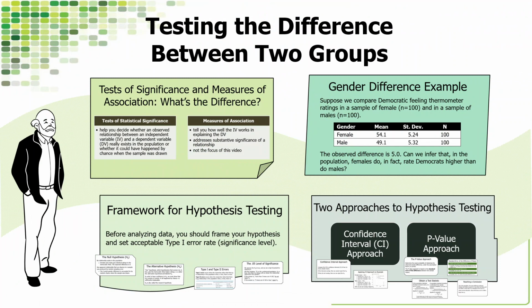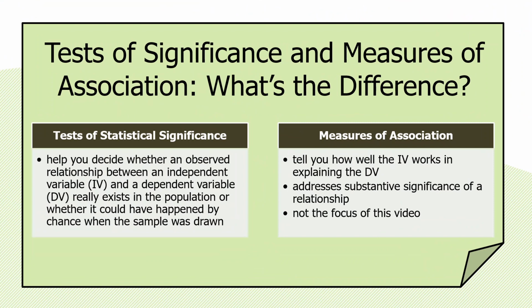What's the difference between a test of significance and a measure of association? Well, a test of statistical significance, which in my opinion is probably the more important of these two elements, helps you decide whether an observed relationship between an independent and dependent variable, that is the relationship you're observing in a sample, really exists in the population, or whether it could have happened by chance when the sample was drawn. So the face-off here, the tension, is between what you're observing in your sample and what is going on in the population.